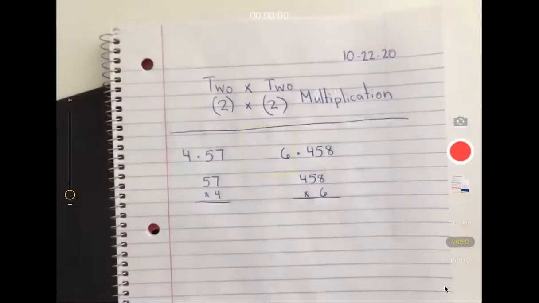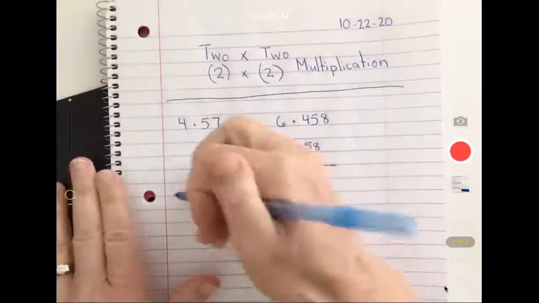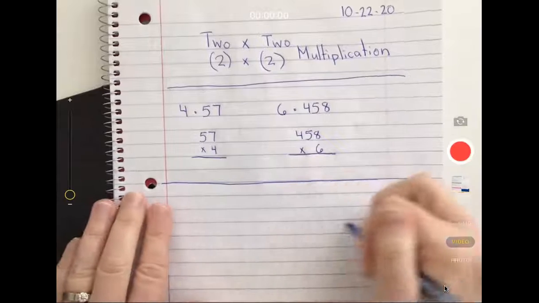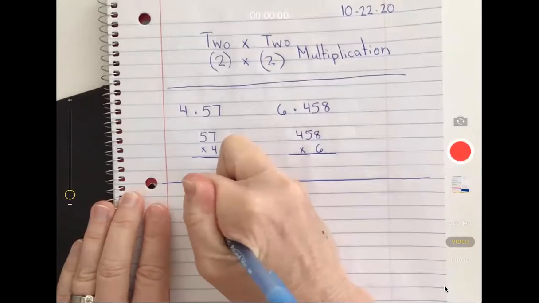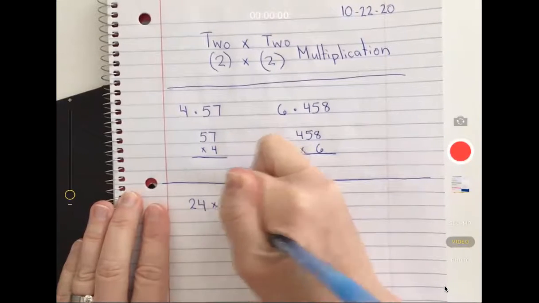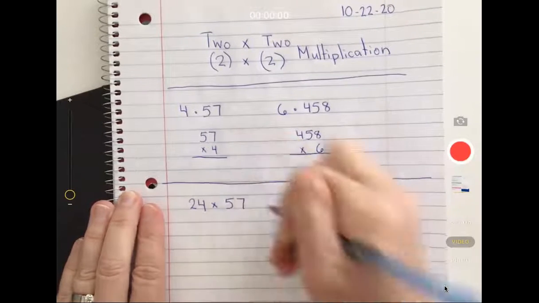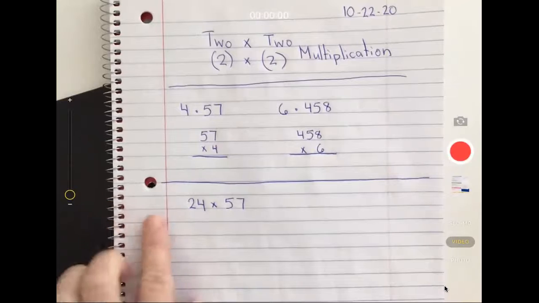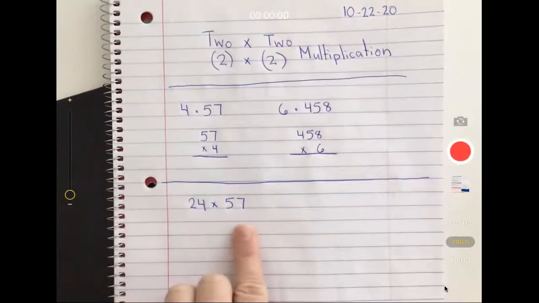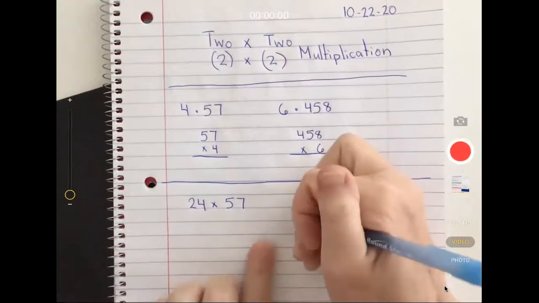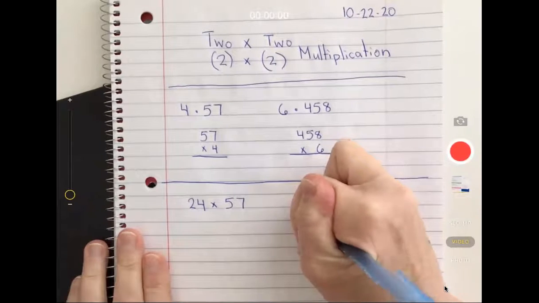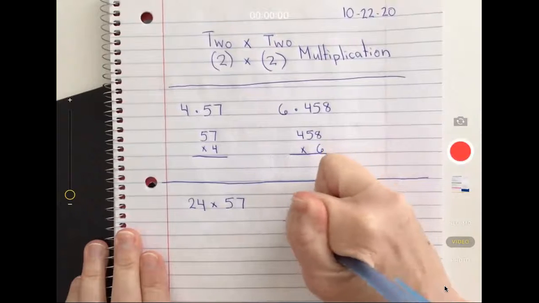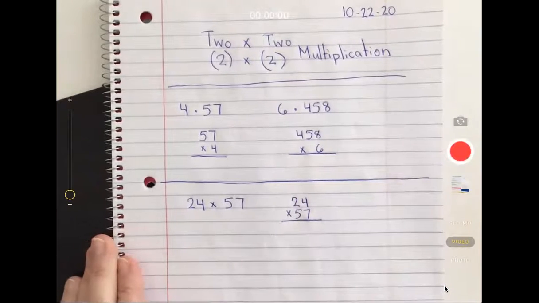Let's take a look at what that looks like, okay? These were just examples. Here's a 2 by 2. I'm going to write the problem going across. 24 times 57. Wow, that is a really big math problem, right? So it looks like this if it's written horizontally. When we write it in a more traditional way, it doesn't matter which number goes on the top or the bottom now, because they both have 2 digits. It will look like that.